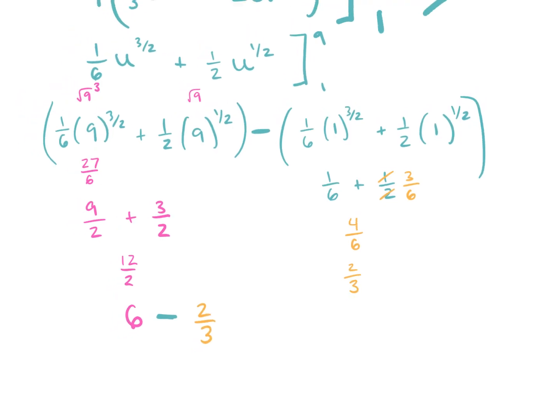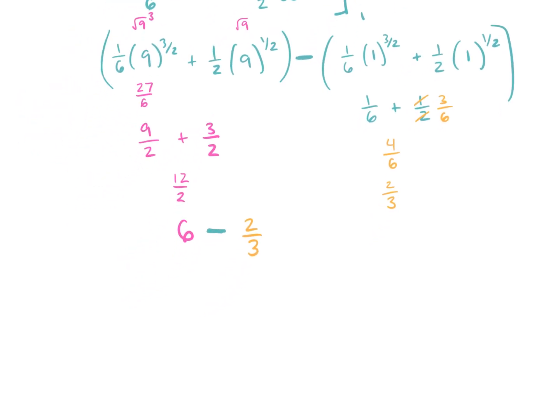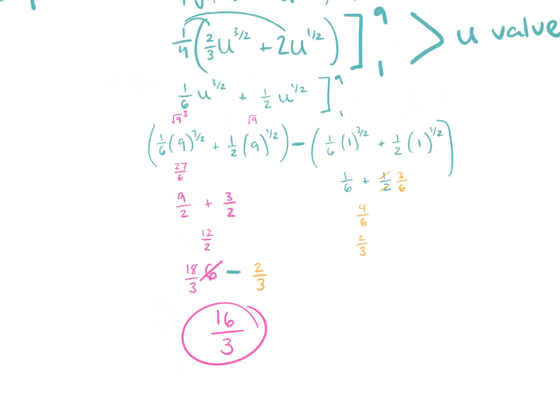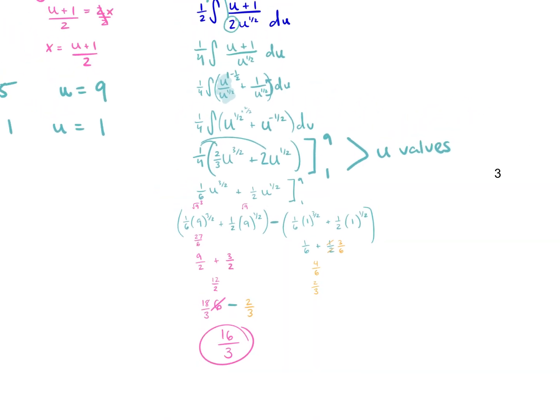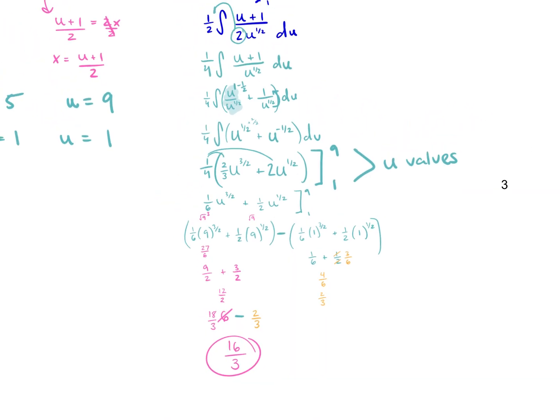So we get 6 minus 2/3. Again, we need a common denominator, so I can change 6 to be 18 over 3. 18 minus 2 is 16 over 3. That would be our answer. We can do it either way.